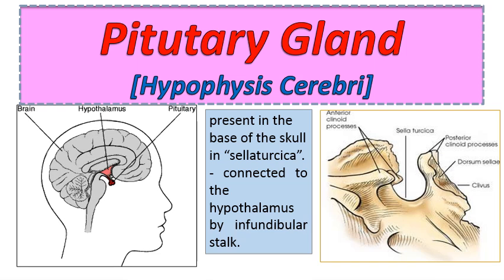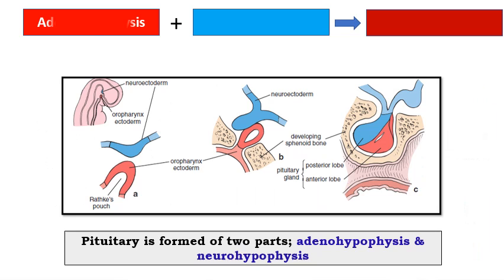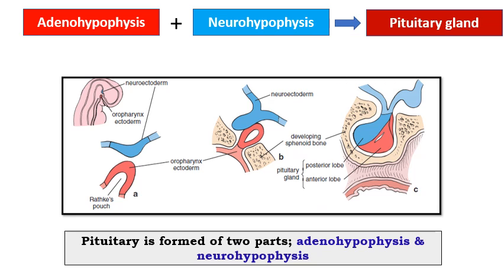Pituitary gland, or hypophysis cerebri, is present in the base of the skull, in an area called sella turcica, and connected to the hypothalamus by the infundibular stalk. Pituitary gland has two different embryological origins, so it is formed of two parts, adenohypophysis and neurohypophysis.